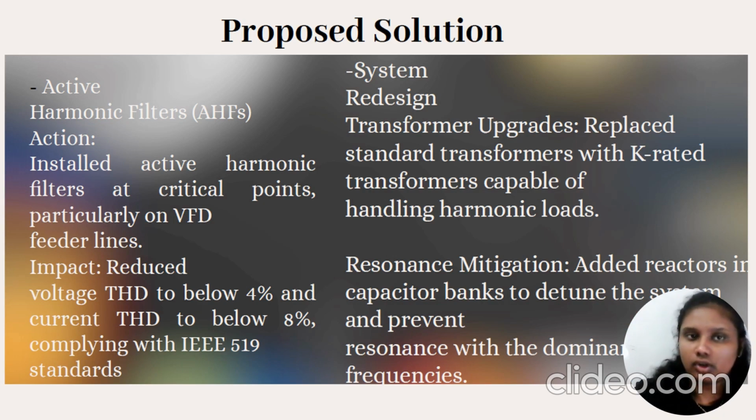The action is to install active harmonic filters at critical points, particularly on VFD feeder lines. The impact was to reduce voltage THD to below 4% and current THD to below 8%, complying with IEEE 519 standards. The second one is system redesign. The transformer upgrades: replace standard transformers with K-rated transformers capable of handling harmonic loads. The last one is resonance mitigation. Added reactors in the capacitor bank detune the system and prevent resonance with the dominant frequencies.